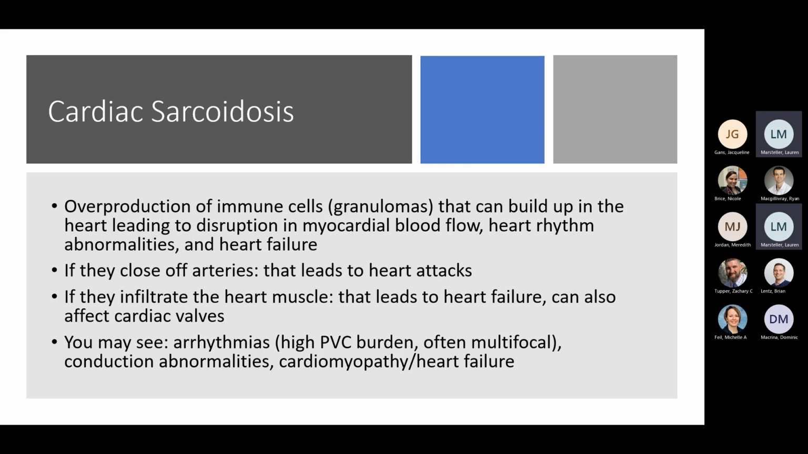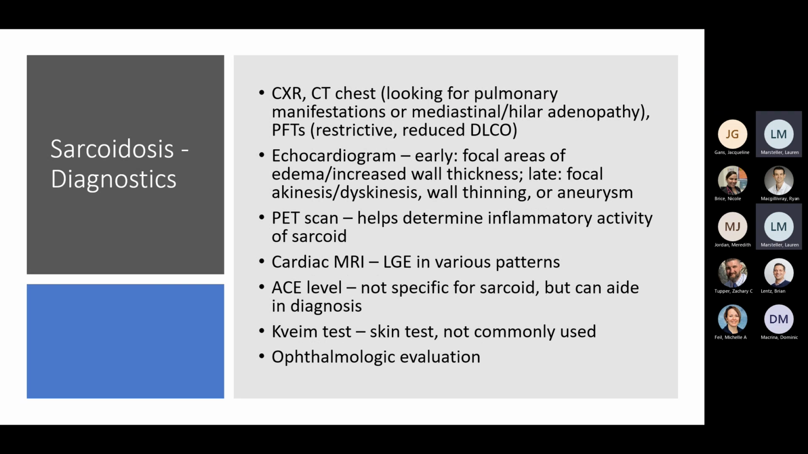What you may see with patients that have cardiac sarcoidosis are arrhythmias. Oftentimes, it's high PVC burden and often multifocal. So that's what you might see on telemetry, other conduction abnormalities, and obviously heart failure. So the diagnostics for sarcoid, again, if your patient presents with the vague symptoms but has any type of pulmonary complaint, hopefully they'll get a chest x-ray and then a CT scan of their chest, and they may see some abnormalities in the lung tissue or these enlarged mediastinal or hilar lymph nodes, which is helpful because that could be a site of biopsy to prove diagnosis.